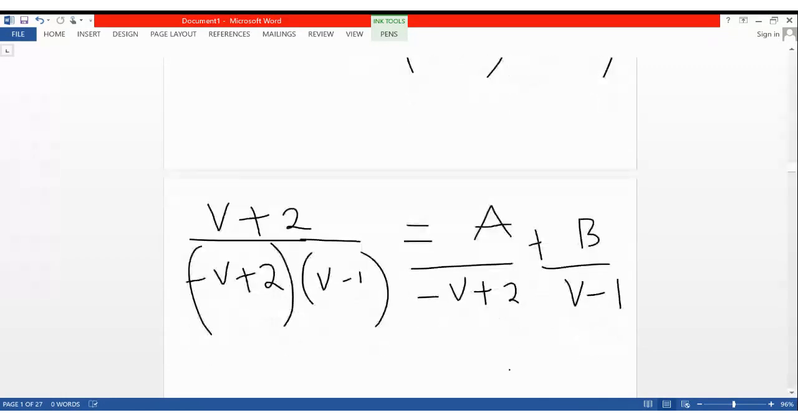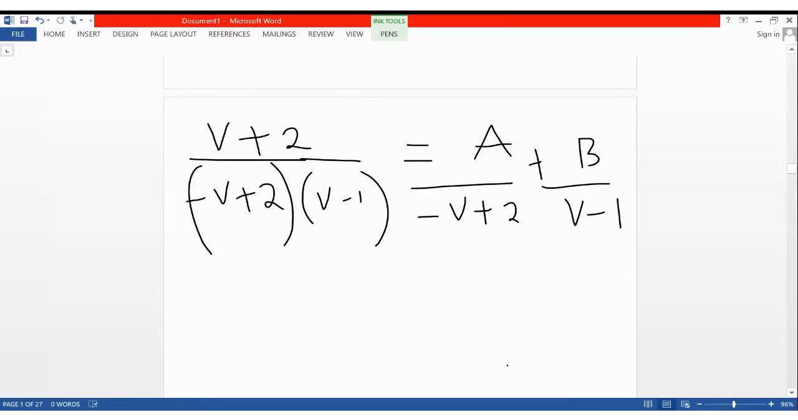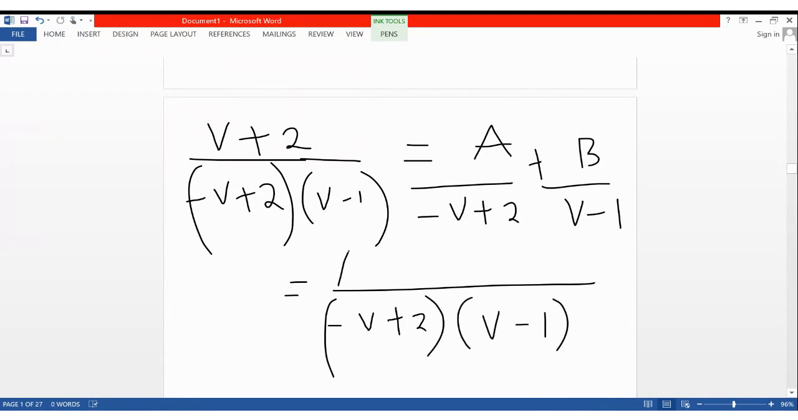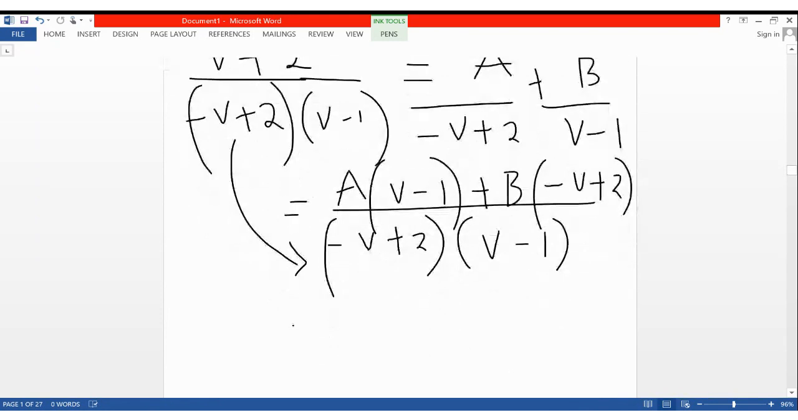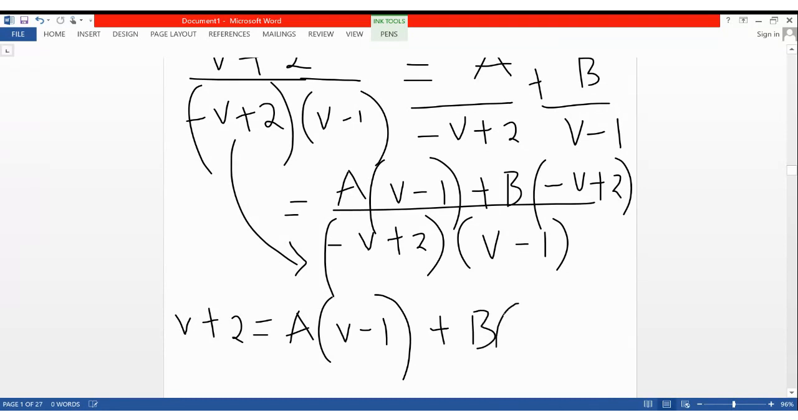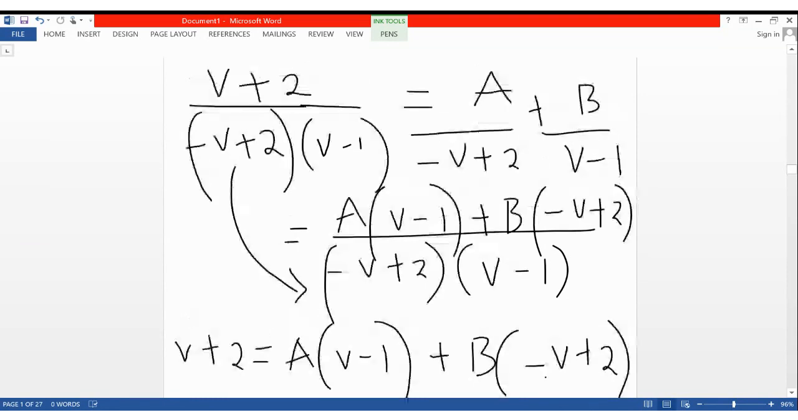Negative v plus 2 and then v minus 1. So I remain with A times v minus 1 plus B times negative v plus 2. Because they are identical, it can only mean that v plus 2 is the same as A times v minus 1 plus B times negative v plus 2. I can choose a value to eliminate A. By choosing v to be what? v equals 1.